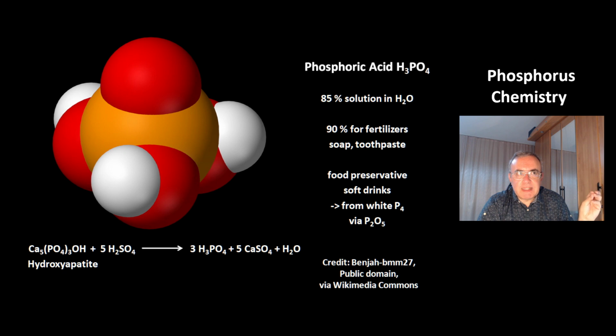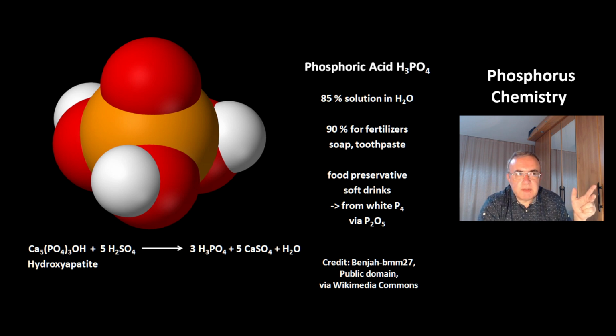This is the structure of phosphoric acid, H3PO4. Concentrated phosphoric acid is an 85% solution in water. 90% of the production goes to the production of fertilizers, but you can also make soap and toothpaste. At the left, this is a chemical reaction of how you can make normal phosphoric acid. That's a reaction of phosphate salts with a stronger acid, sulfuric acid, for example hydroxyapatite. H3PO4 plus sulfuric acid, you get 3 molecules phosphoric acid, plus calcium sulfate, plus water.